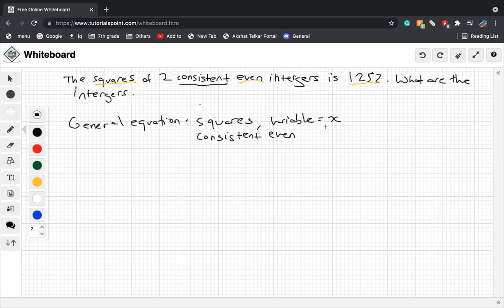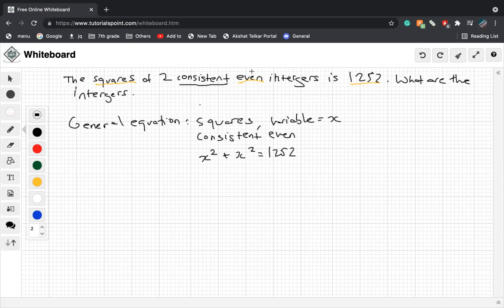Based off that, it's 1252, right? So looking at the squares of 2 consecutive even numbers, some people might say x squared plus x squared equals 1252. Sorry about that. And if you find the error here, it's really important towards the question.